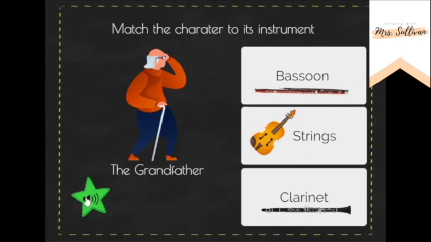Match the character to its instrument. Is the grandfather represented by the bassoon, the strings, or the clarinet? Your time starts now. Time's up.